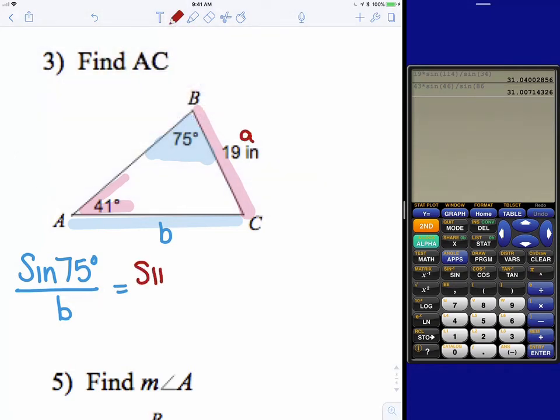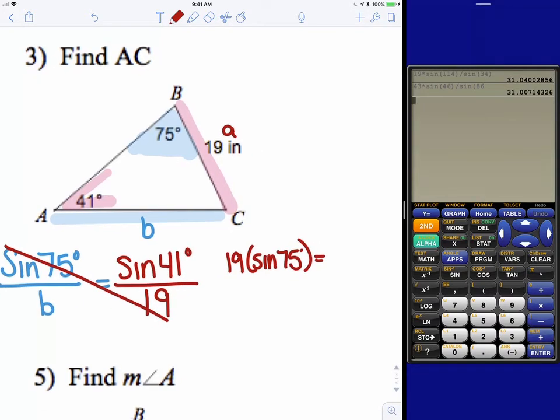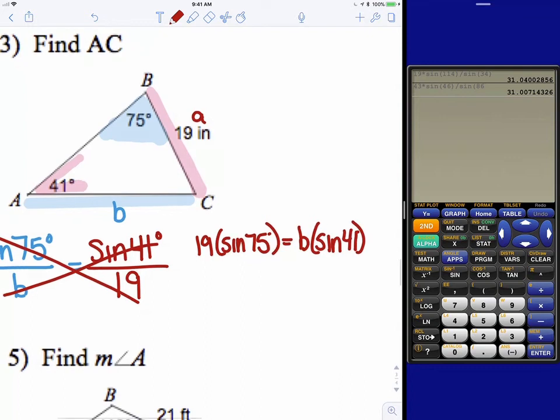So the sine of 41 degrees over 19. I'm going to cross multiply to solve. So I get 19 times the sine of 75 equals b times the sine of 41. Okay, now I would like to get b all by itself, so I'll divide both sides by the sine of 41 degrees.